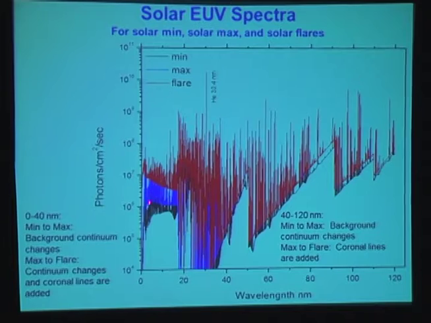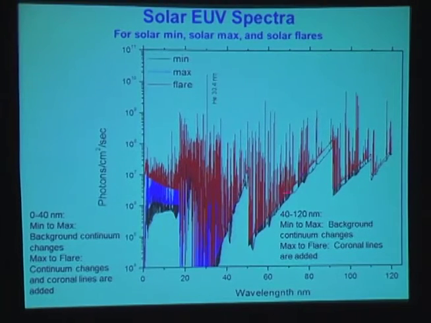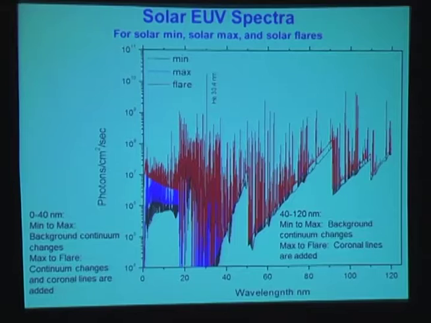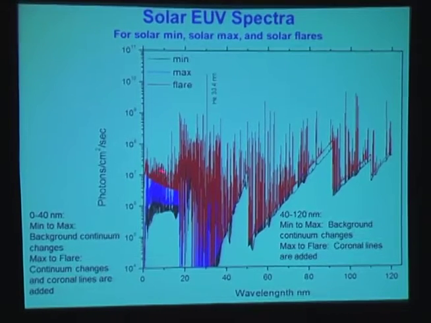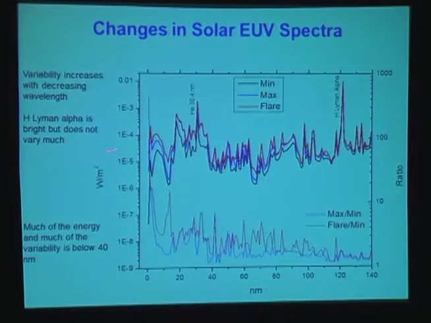The thing I want to point out here is that this difference between solar min and solar max and solar flares, out at these long wavelengths, you can see there's a little bit of a difference, but it's quite small. When you get to the shorter wavelengths, you get much larger variability during solar min, solar max, and solar flares. The other thing that happens is that a lot of these lines come up only during the solar flare itself.